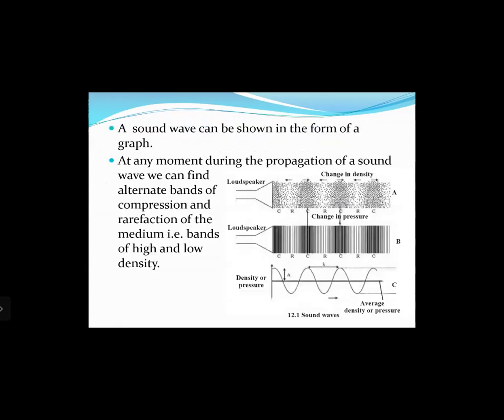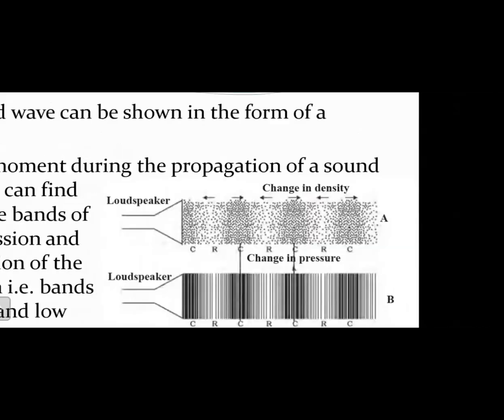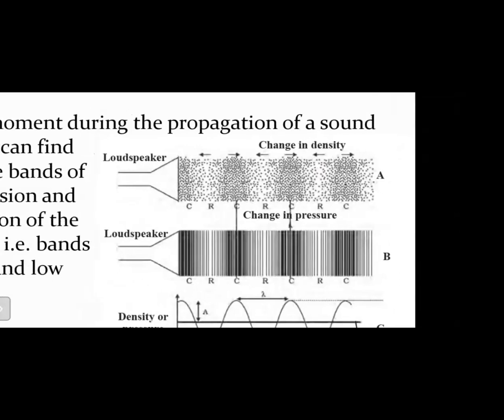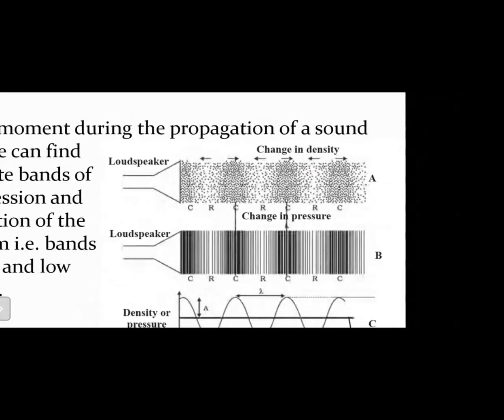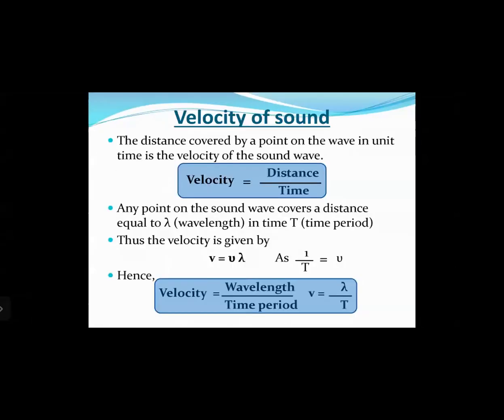A sound wave can be shown in the form of a graph. At any moment during the propagation of a sound wave, we can find alternate bands of compressions and rarefactions of the medium, that is the bands of high and low density, as we have seen previously in this diagram, right? Compressions are shown with bands of dark color, whereas rarefactions are shown with bands of faint color, which are spaced far apart.